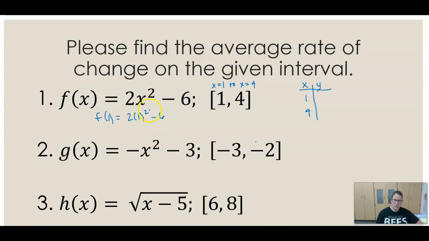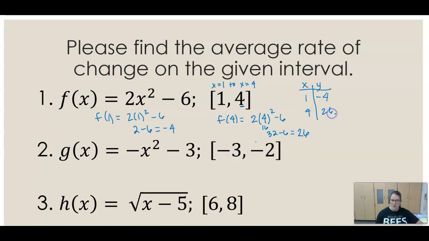1 squared is just 1, so this would just be 2 times 1, which is 2. Minus 6, so negative 4. So when x is 1, y is negative 4. And now we'll do the same thing for x equals 4. We're plugging it into the function. And that's going to give me 2 times 4 squared minus 6. 4 squared is 16. And 16 times 2 is 32. So 32 minus 6 would give me 26, I believe.